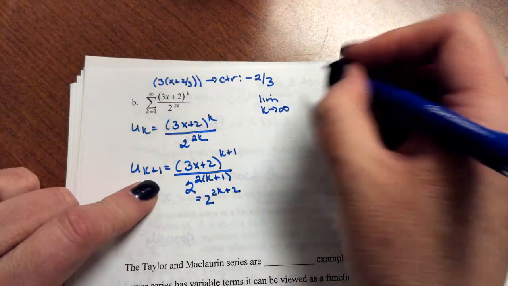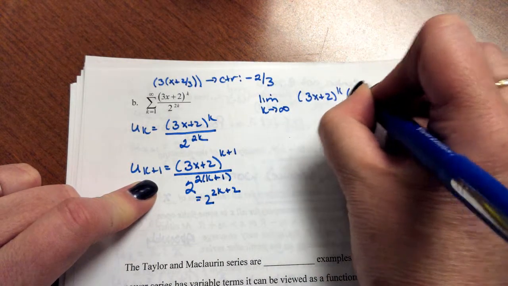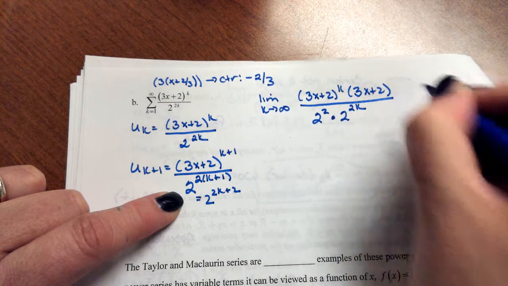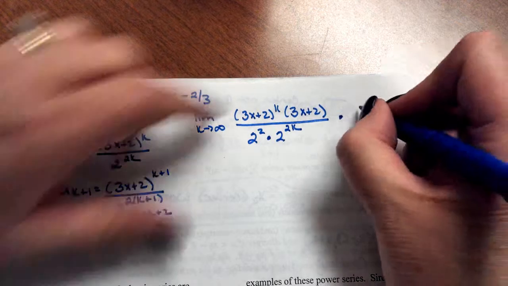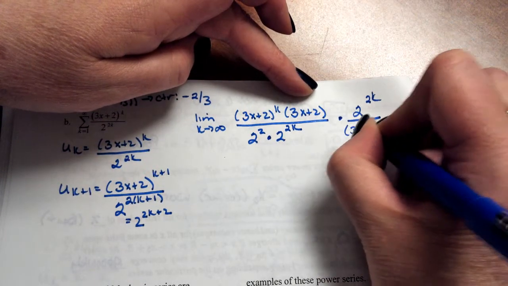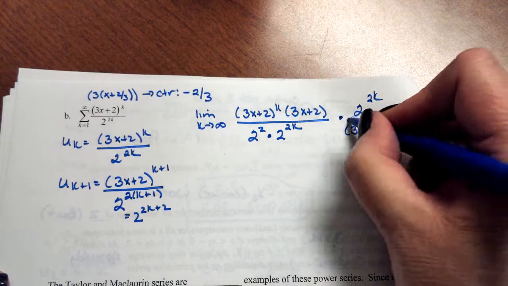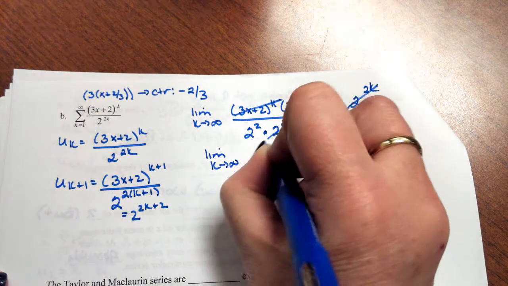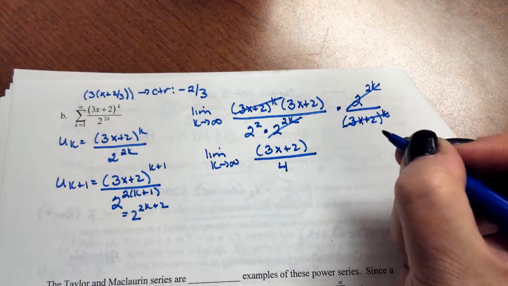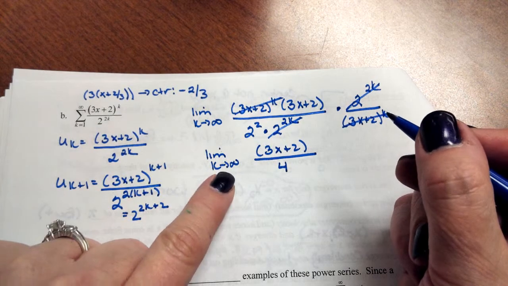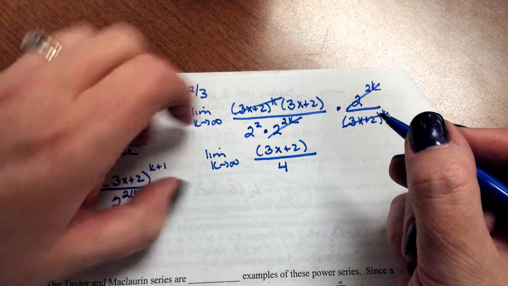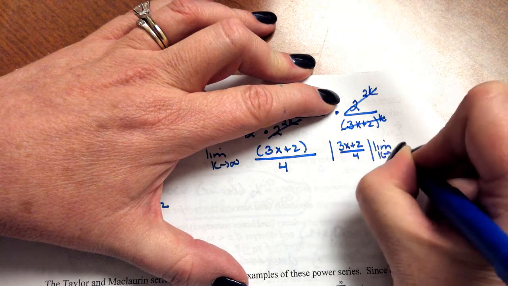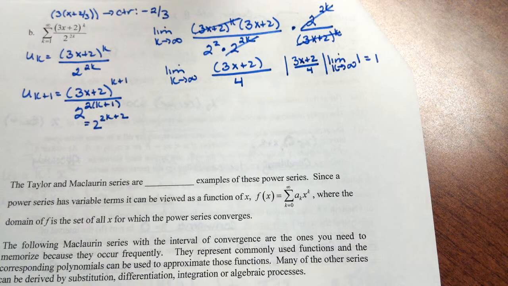As k goes to infinity, my u sub k plus 1 is (3x plus 2) to the k times (3x plus 2) to the first, all over 2 squared times 2 to the 2k, divided by my u sub k, so there's my 2 to the 2k over (3x plus 2) to the k. So again, I cross out that 2 to the 2k and (3x plus 2) to the k. So I'm left with the limit as k goes to infinity of (3x plus 2) all over 4. Again, I'm going to bring out the factor with the x as well as the constant. So the absolute value of (3x plus 2) over 4 times the limit as k goes to infinity of 1, which is equal to 1. So I'm going to have that middle of the road scenario.